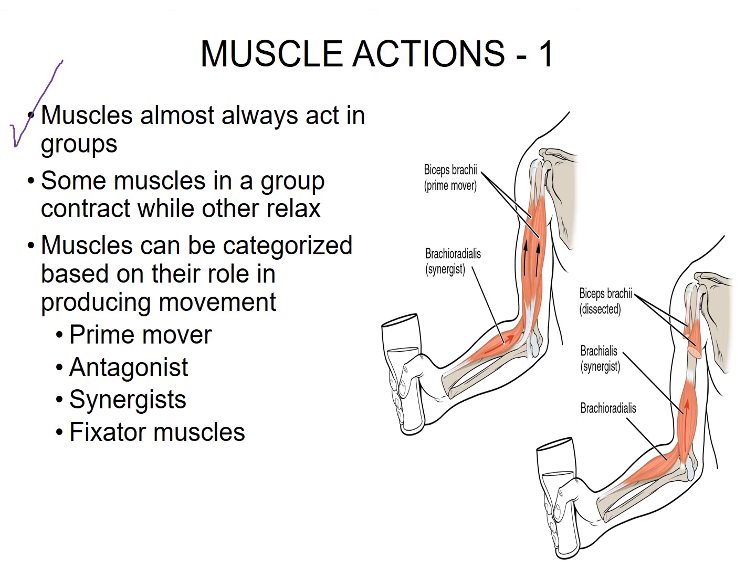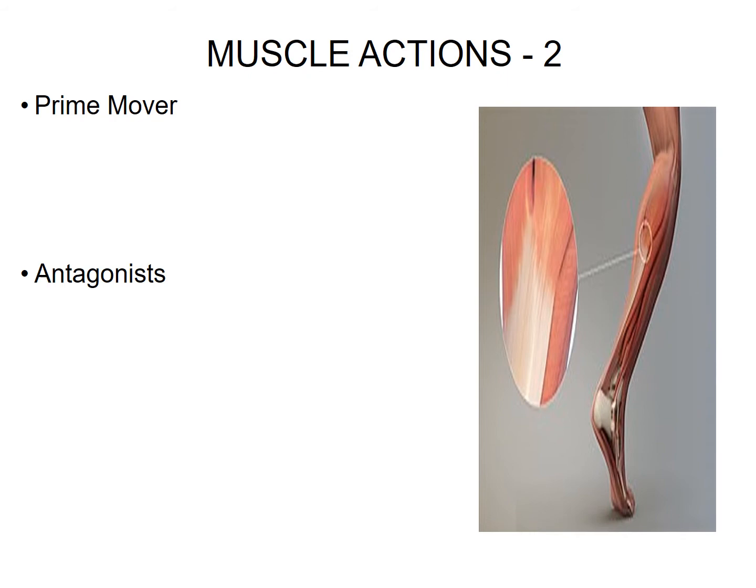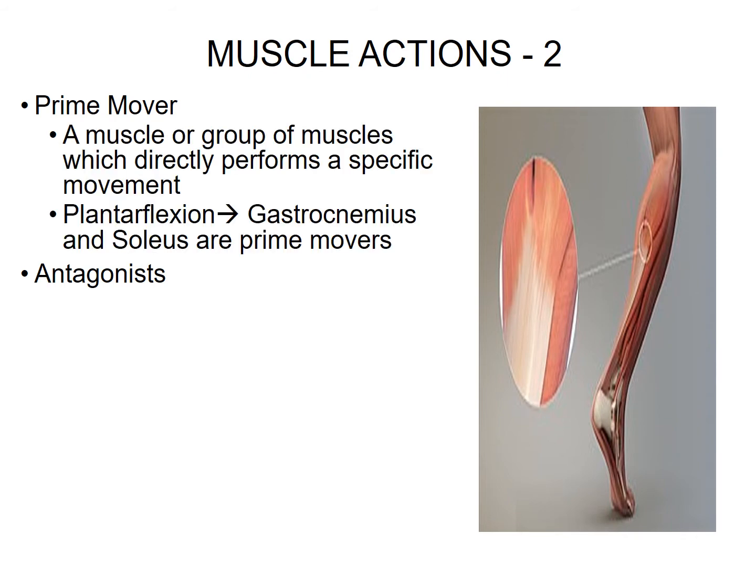So we're going to put some definitions to these types of terms. We're going to have prime mover, antagonist, synergist, and fixator muscles on the next couple slides. Okay, a prime mover is a muscle that's doing the main job or the main movement. The example I give you here is with plantar flexion. Remember, plantar flexion is pointing our toes down, or walking on our tippy toes. And the main prime mover for that action are your calf muscles.